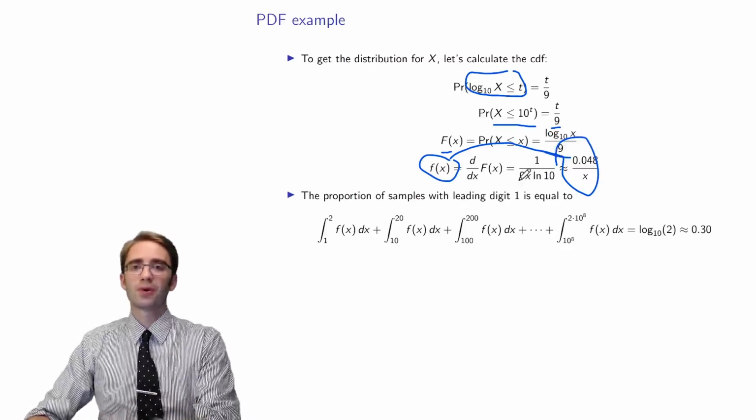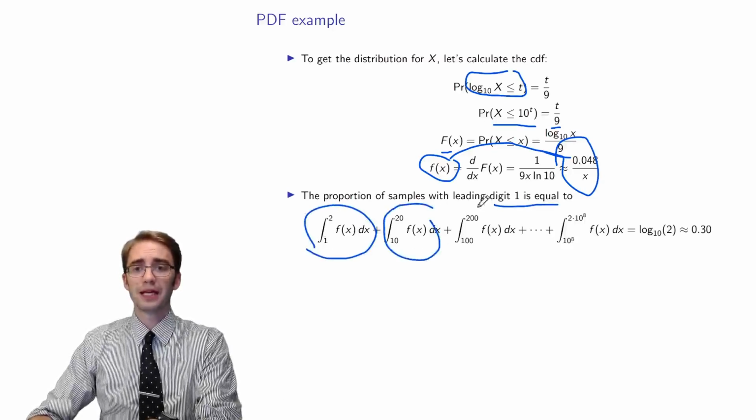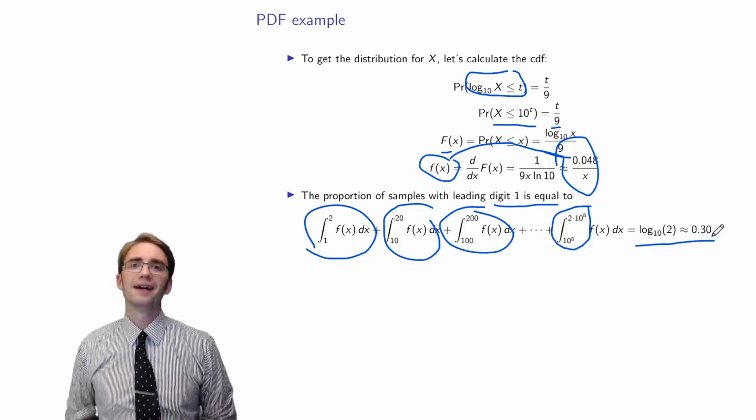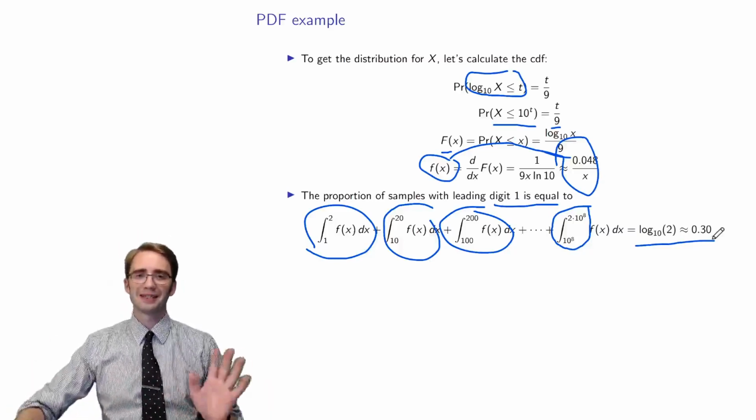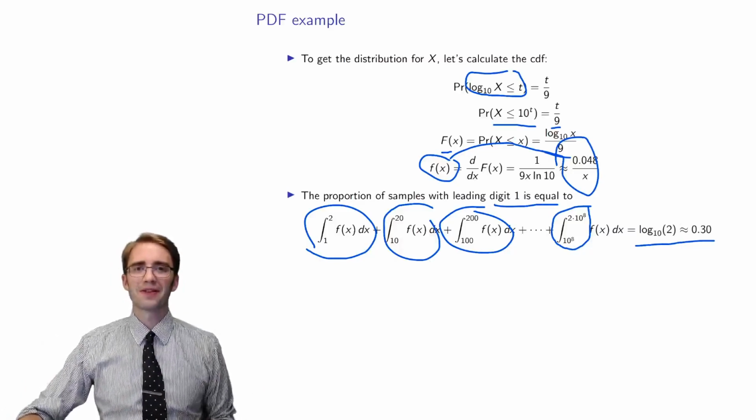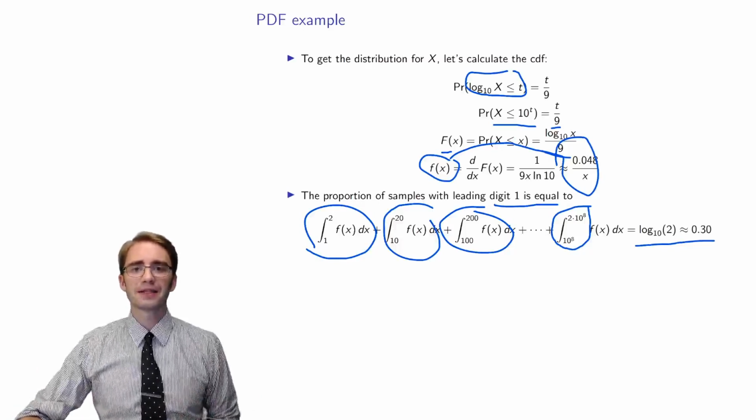And so what is the proportion of samples where the leading digit is 1? Well, you have to integrate: x goes from 1 to 2, and x ranges from 10 to 20, and 100 to 200, and so on up to 10 to the 9 and 2 times 10 to the 9, and that ends up being 0.30. So that's how that works. Again, it's a fun example. It doesn't really have a concrete purpose other than an attempt to explain this thing, which is called Benford's law. So you might see that in other places too.